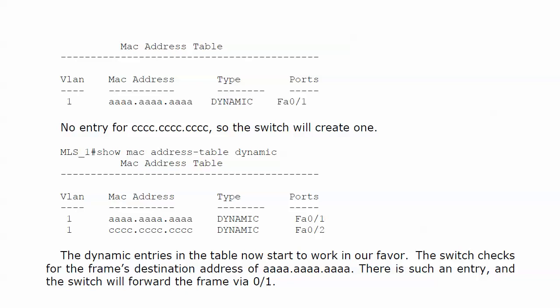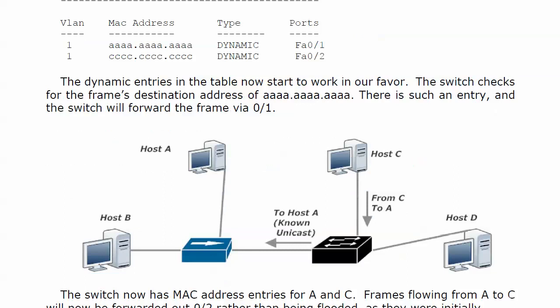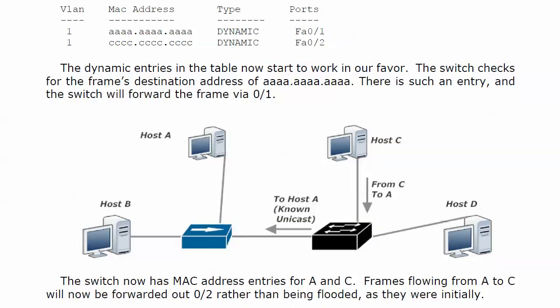And the dynamic entries in the table now start to work in our favor, because the switch will now check for the frame's destination address of all A's, and there is such an entry. So the switch will forward the frame out 0/1, the port leading to host A. And again, if we had 64 connected devices to this switch, how many ports would we be sending that frame to? We'd be sending it to 1. And that's it. We don't have all that unnecessary flooding.